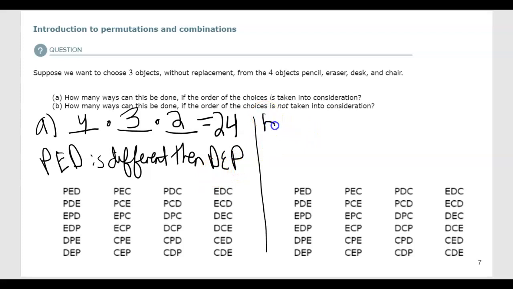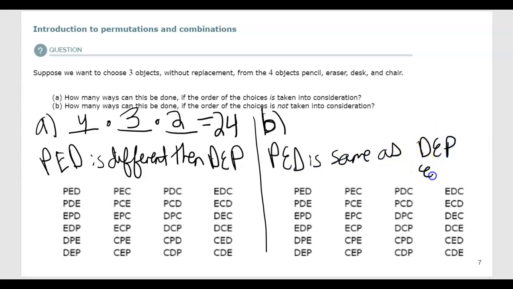So let's look at B, where order is not taken into consideration. So what we're saying there is PED is the same as DEP, EDP. So any 3 ways you can combine objects is only going to count as 1. So order does not help us. It doesn't matter if it's DEP or PED. That would only count as 1 choice.